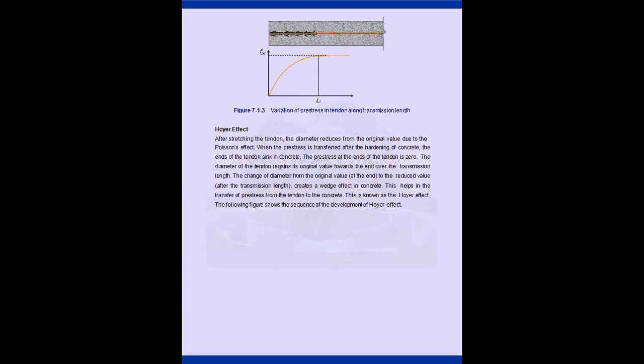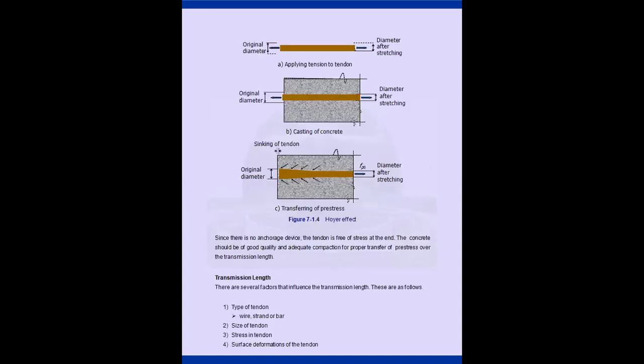Okay, then only you can have the equilibrium status when the member is under service loads. Let me show you how this Hoyer effect takes place. Let's see the first picture. This is applying tension to the tendon. This is one end and this is the centermost portion of the member.